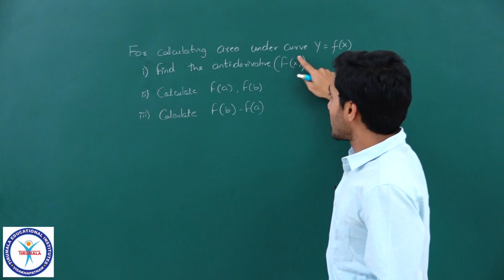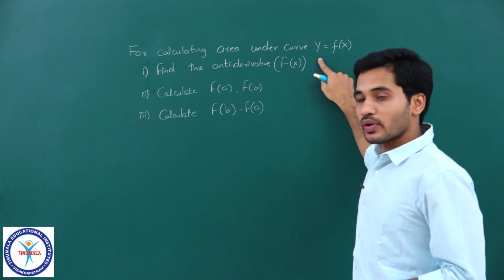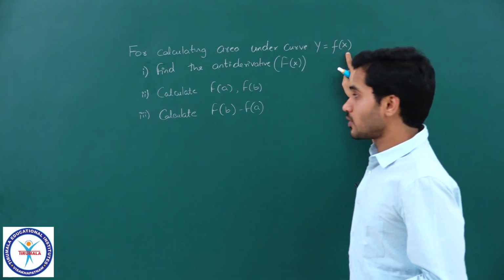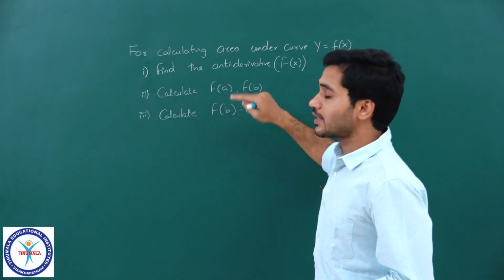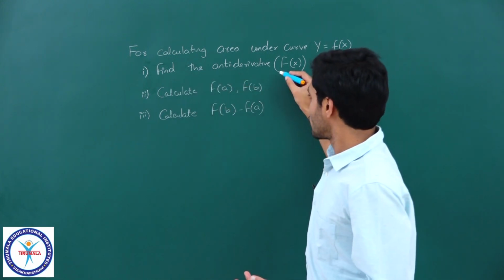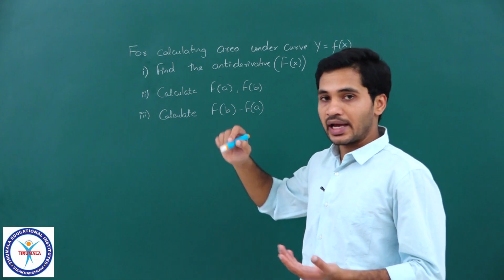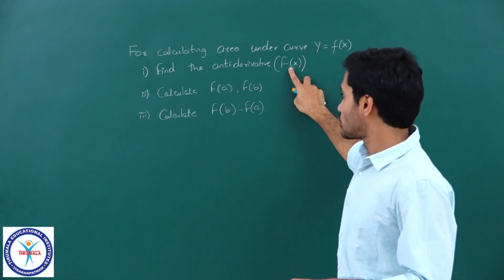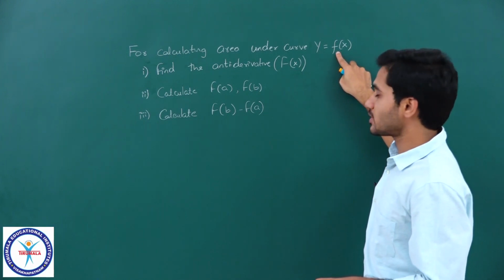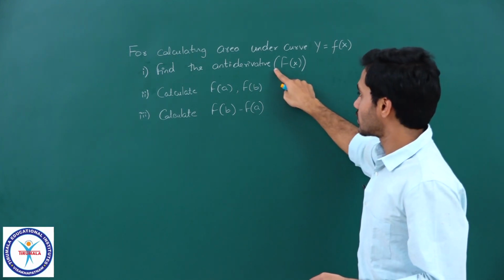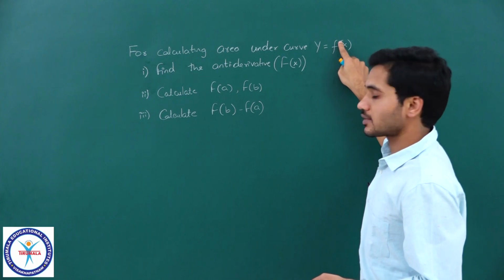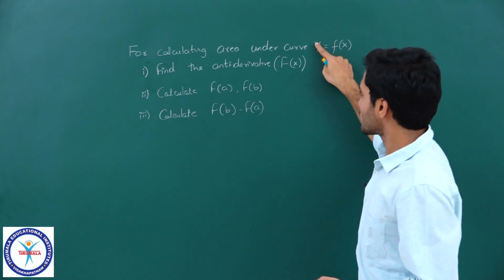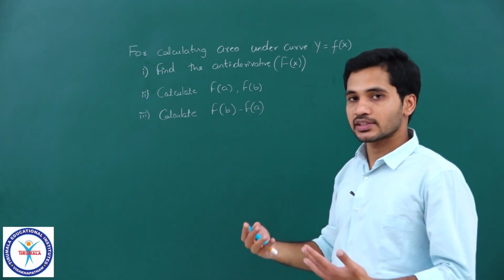So for calculating area under a curve, y is equal to f of x, small f of x, first we have to find the antiderivative of that function. So you all know what antiderivative means. Antiderivative of a function is basically a function which when differentiated gives us the actual function, right. So the derivative of this is this, the antiderivative of this is this, clear. So that is how we understand.